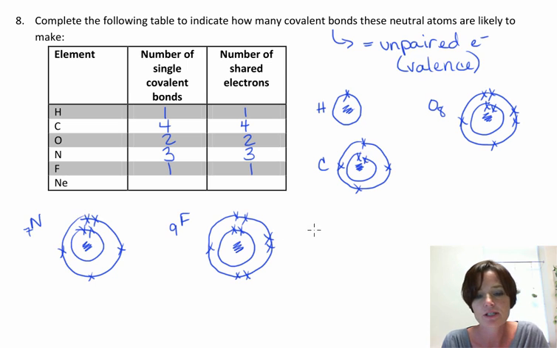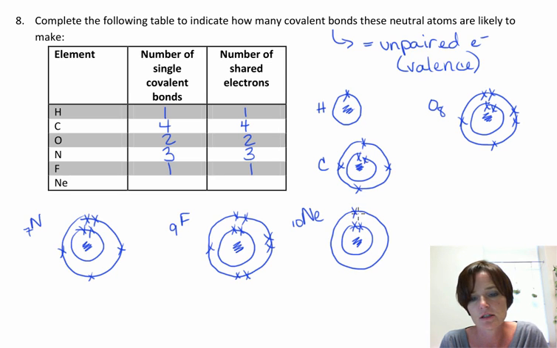And then the last one here, that's neon. Neon has an atomic number of 10. And so it is going to have a full first shell, and we will end up with a full second shell as well. So when we get that, we have no unpaired electrons, which means that neon does not want to make any covalent bonds. So we're going to have zeros for both of those columns.